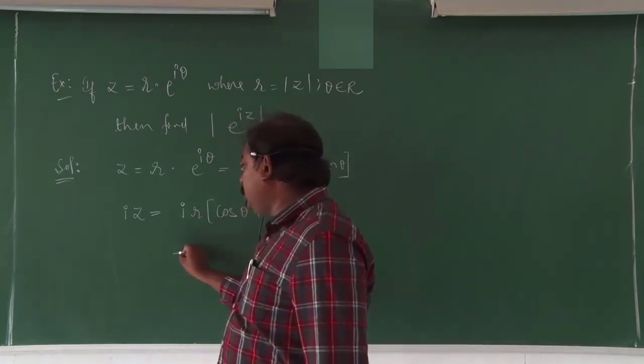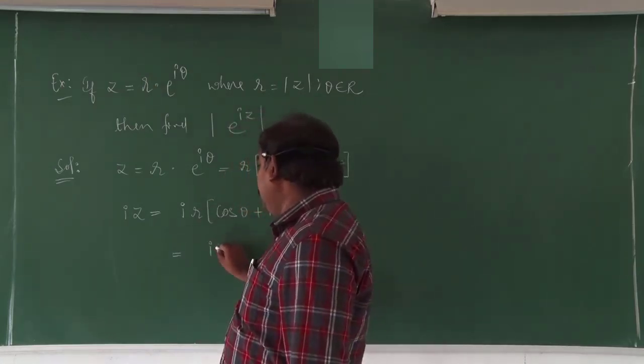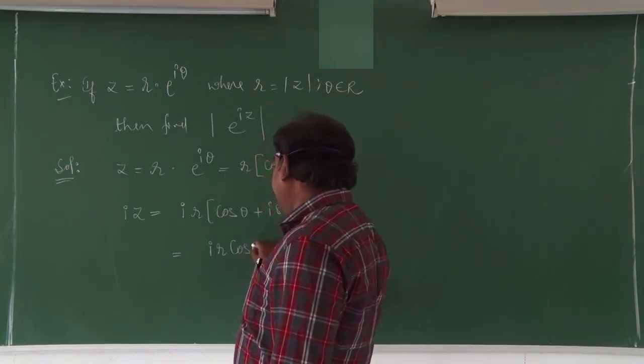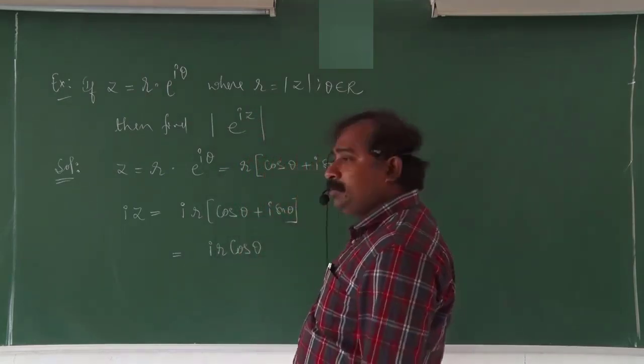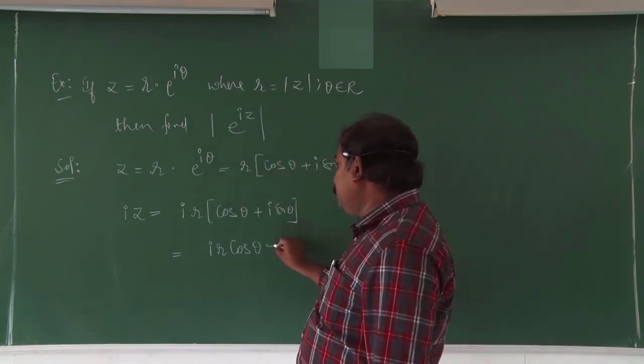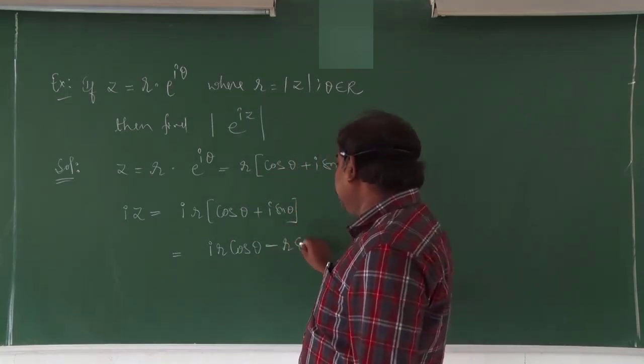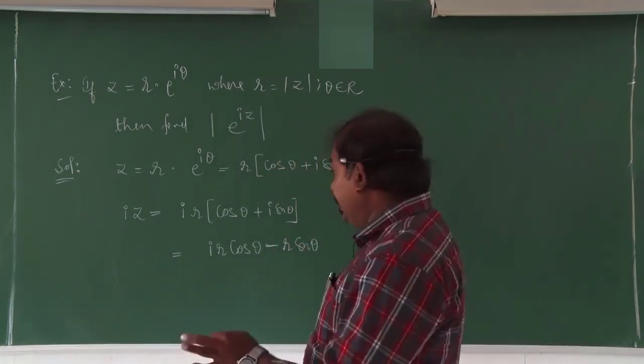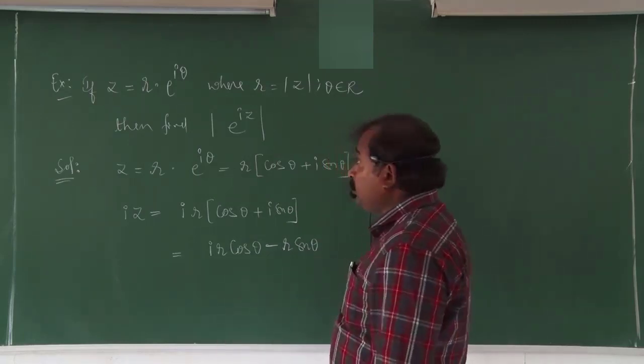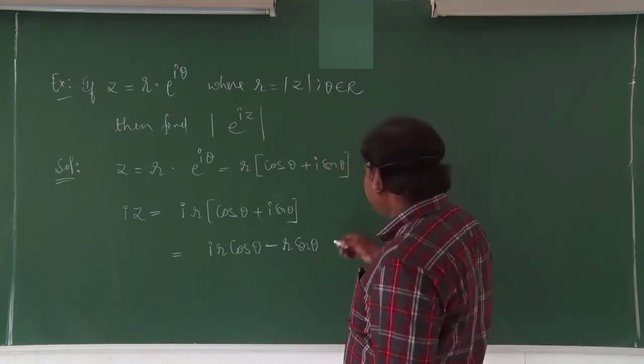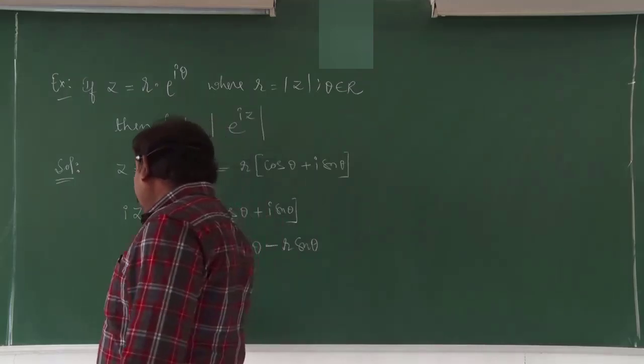If you simplify this value, what is the value? Tell me. I r cos theta first value, iota into iota square, minus you will get minus r sin theta. You will get this is the iz value. But what they are asking is the modulus of e power iz. So first calculate the e power iz value also.